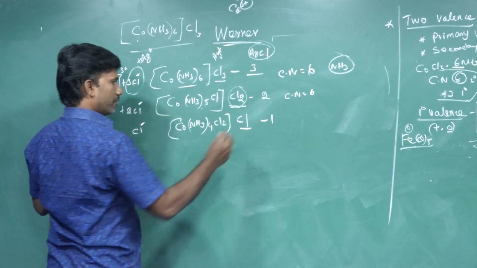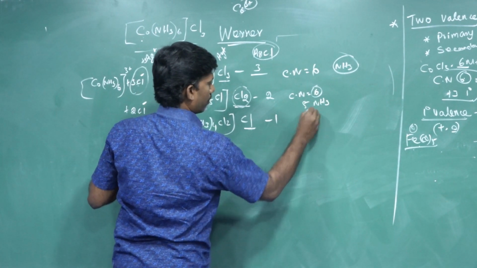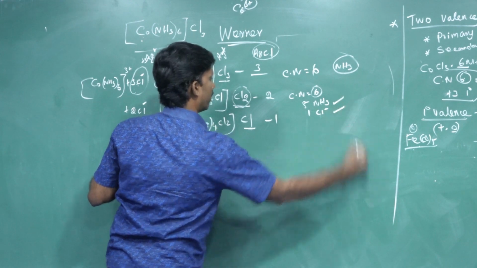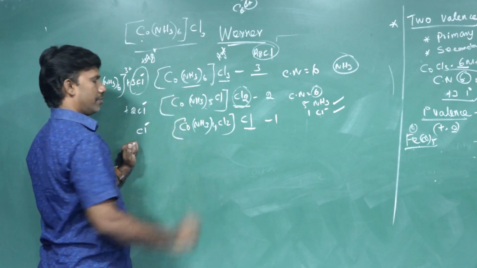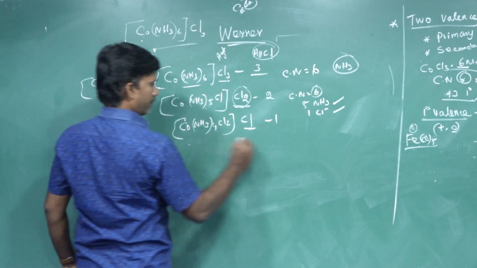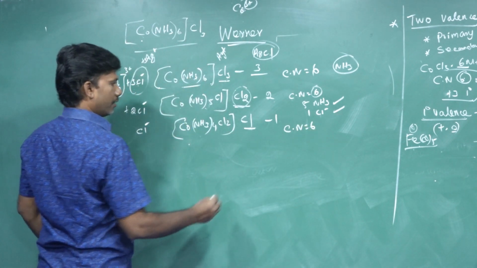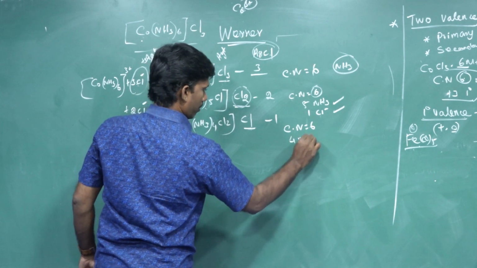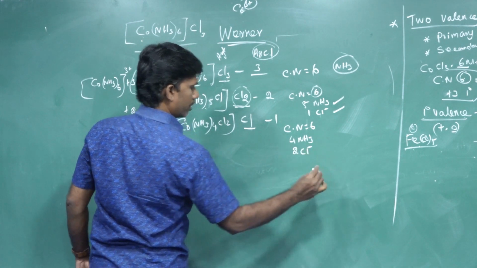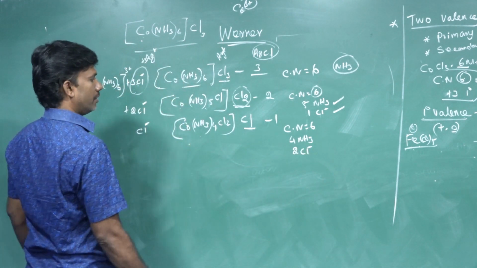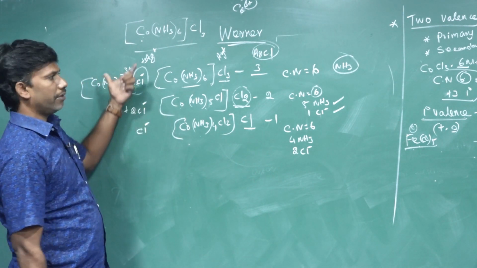But among the 6, 5 are ammonia, 1 is Cl minus ion. 5 neutral molecules and 1 negative ion are satisfying this coordination number 6. If you take this compound, here also coordination number 6. Among the 6, 4 are neutral ammonia molecules and 2 are Cl minus ions. So this is where you need to analyze the compound. That's all about Werner's postulates.